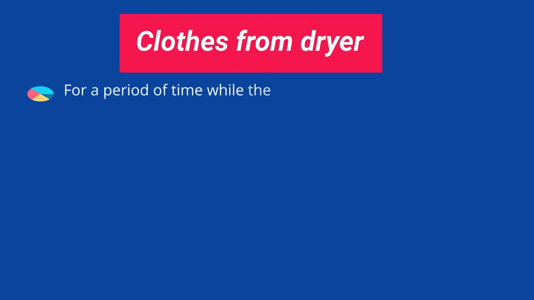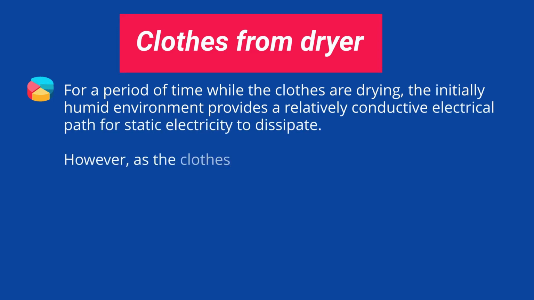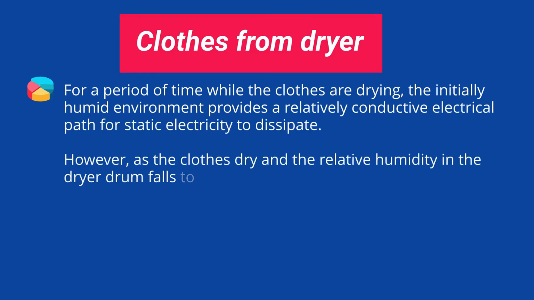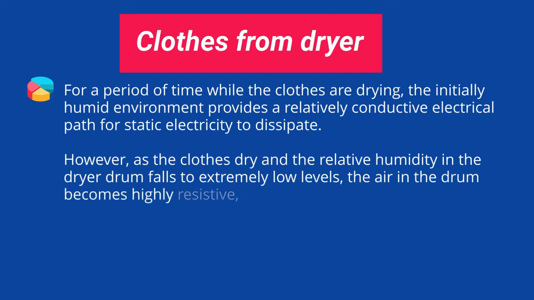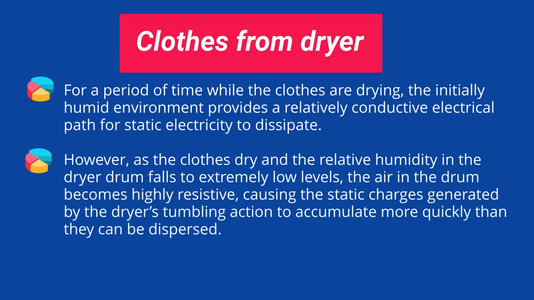For a period of time while the clothes are drying, the initially humid environment provides a relatively conductive electrical path for static electricity to dissipate. However, as the clothes dry and the relative humidity in the dryer drum falls to extremely low levels, the air in the drum becomes highly resistive, causing the static charges generated by the dryer's tumbling action to accumulate more quickly than they can be dispersed.